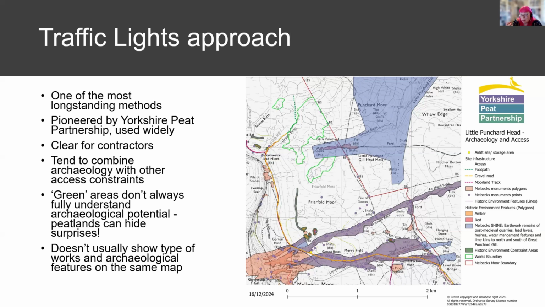That's the people on the ground, the machine operators, to try and alert them to what they might find in this kind of circumstance. Downsides of this approach, they have a terrible tendency to combine archaeology with other access constraints, so you don't always know what those exclusion zones and polygons are really focused on and whether they're proportionate or not. And it quite often doesn't show the type of works and the archaeological features on the same map.